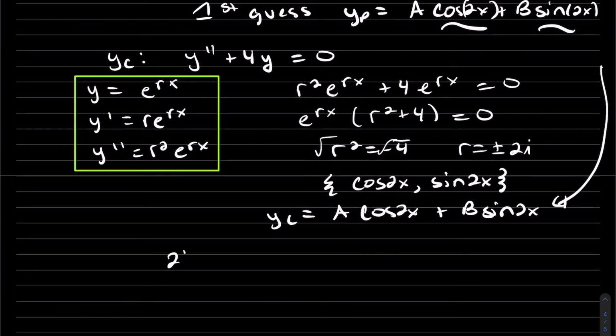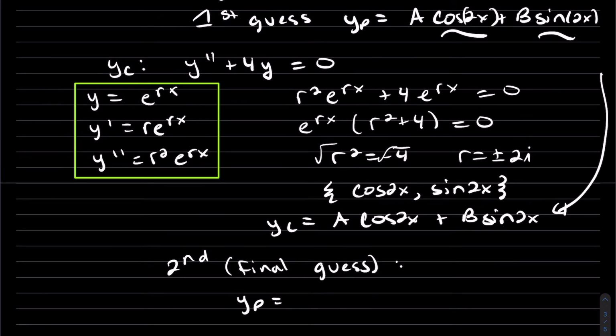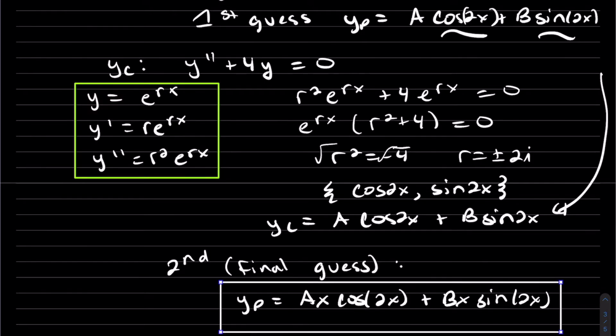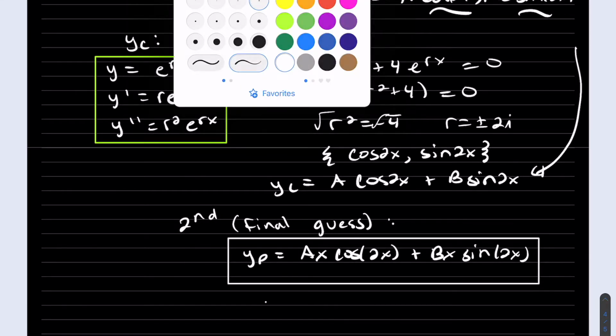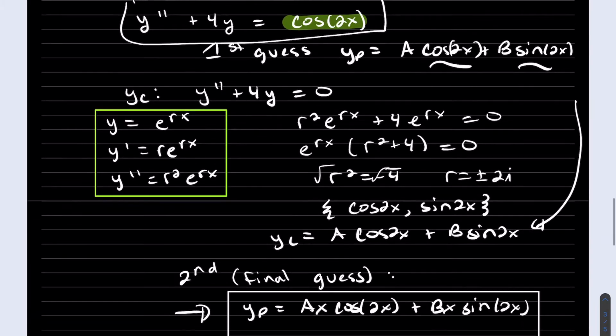So my second guess, my final guess, is we need to multiply those by something to make it independent of our homogeneous solution. So that's just going to be x. So my YP is going to be AX cosine of 2x plus BX sine of 2x. And of course, if I asked you to solve this, then you would take the first derivative and second derivative of this, plug it into the non-homogeneous equation, this, and then equate coefficients to find A and B, and then write your final solution.